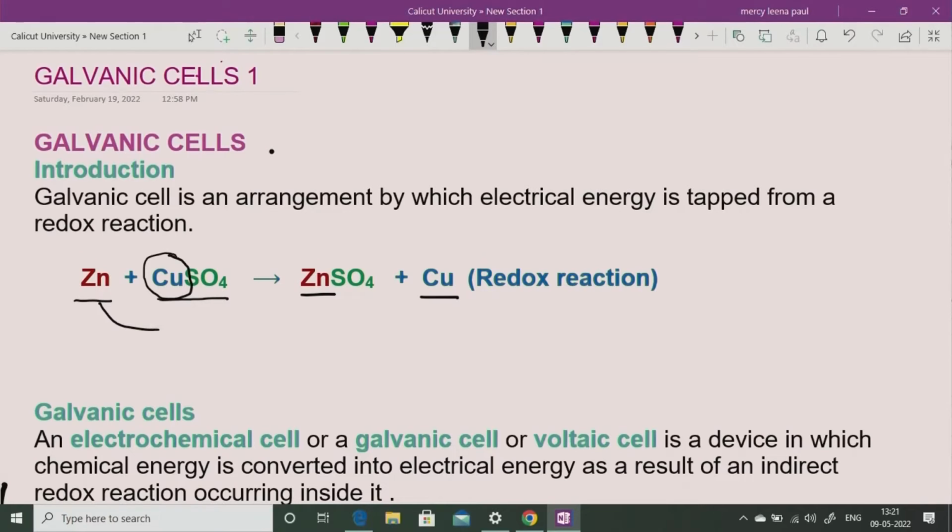The zinc becomes zinc sulphate, which means zinc gets oxidized to Zn2+. The oxidation state is Zn2+, while copper, which was in the +2 oxidation state, gets converted into the 0 oxidation state. This is a redox reaction which takes place directly when zinc is in direct contact with copper sulphate solution.